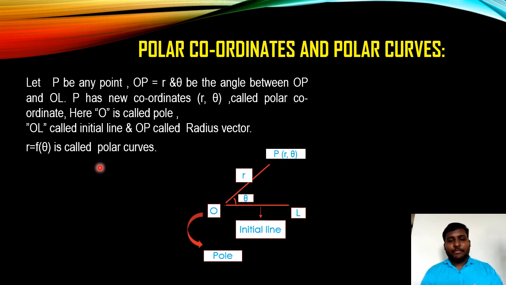Here I am going to explain the point P = (r, theta). r is the radius vector and OL is the initial line. Theta is the angle between the radius vector and the initial line, where O is the pole. Let's go to the next slide.